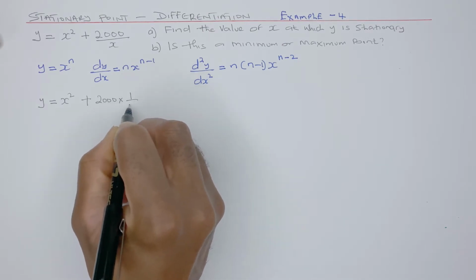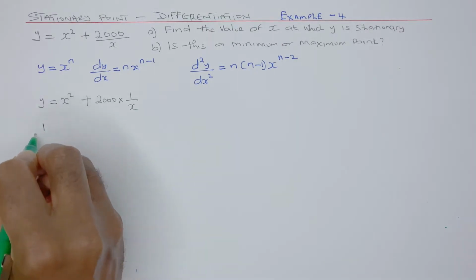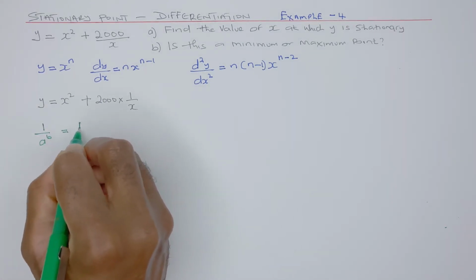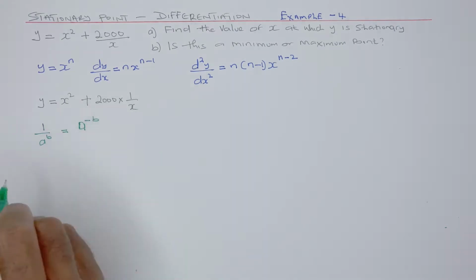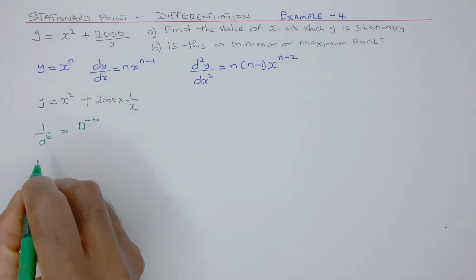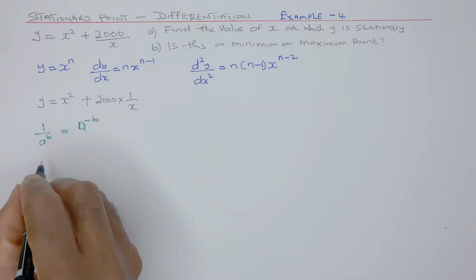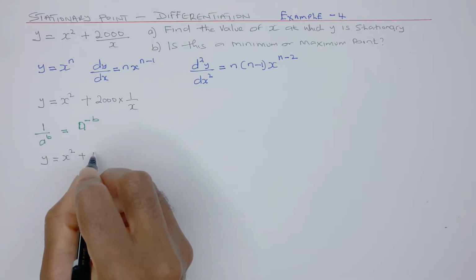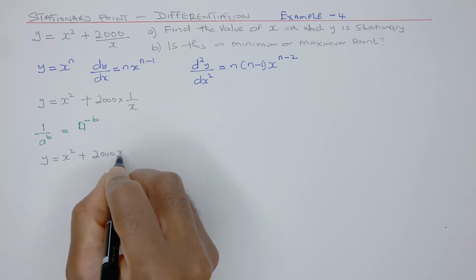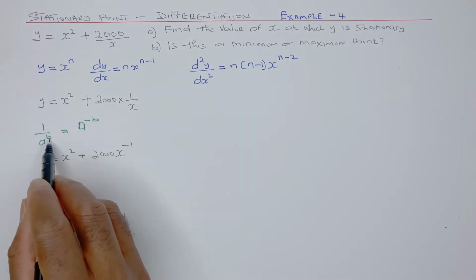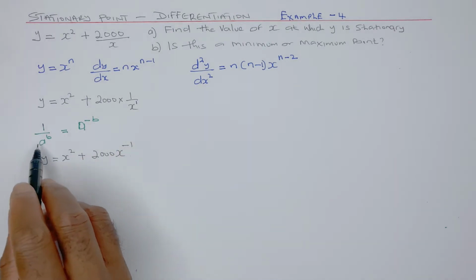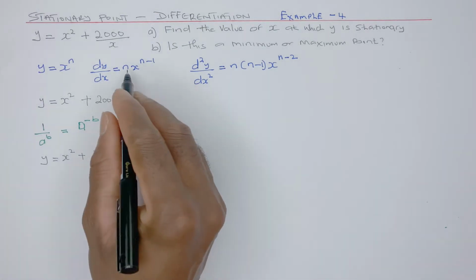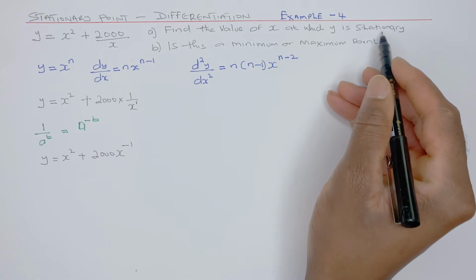times 1 over x. In indices, 1 over a to the power of b can be written as a to the power minus b. So 1 over x can be written using indices. So y will be equal to x squared plus 2000 x to the power minus 1, where b is 1 and a is x. So now I can use this to differentiate in order to find the stationary point.